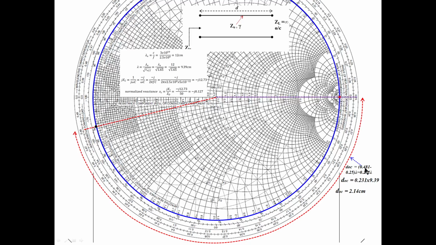0.481 minus this value 0.25. What will we get? The length from here to here. That is 0.231. If you take the difference of these two, 0.231 is the distance from here to here. Earlier we were reading from 0 for the short circuit. No problem, 0 value here, whatever value comes finally, that was the answer.